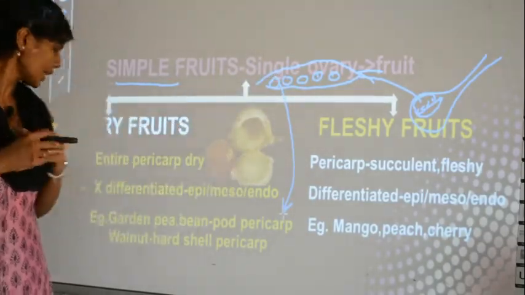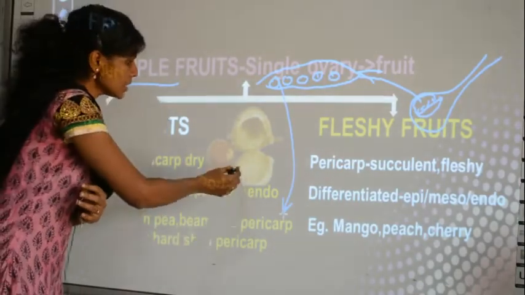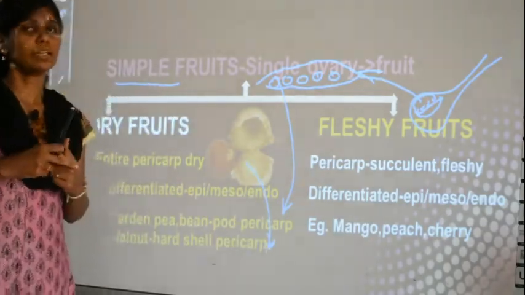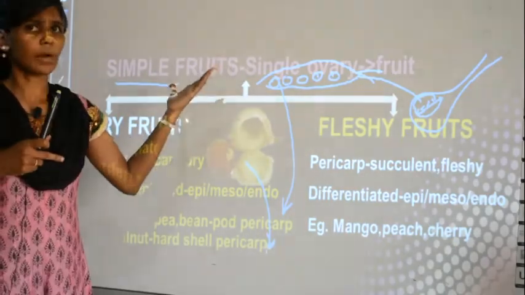Similarly, in the walnut, the hard shell is the pericarp. Here, this is the pericarp. The shell is the pericarp in a walnut. Clear? So, this is about the dry fruits.